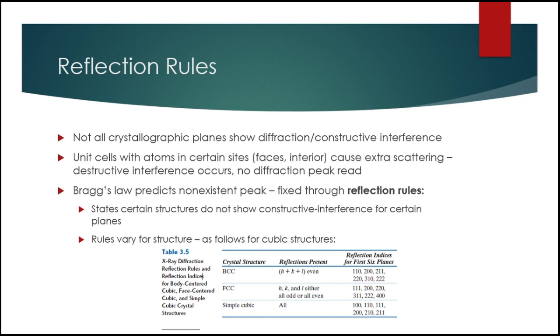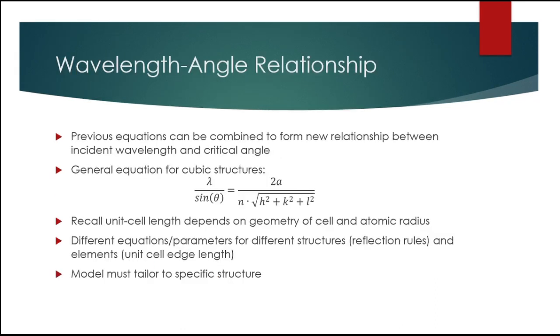If the plane does not follow these conditions, then destructive interference occurs when X-ray diffraction happens at the site, and this causes a zero reading of diffraction or interference when doing these experiments. This is all to say that if we combine the two previous equations, we can actually form a wavelength-angle relationship, that is to say, the relationship between the incident wavelength, or the wavelength at which electromagnetic radiation striking a crystallographic plane displays constructive interference, and the critical angle, that is to say, the angle at which the wave must strike the plane in question in order for constructive interference to be read.